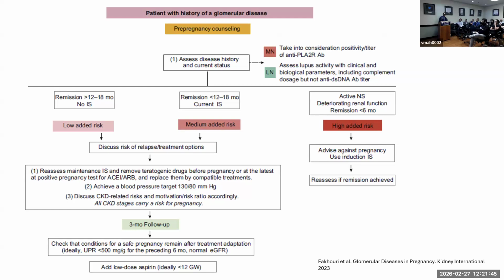This is the main thing I want to focus on in terms of pre-pregnancy counseling. You'd like to put your patients into a category. Are they low risk, medium risk, or high risk? In terms of low risk, that's your patients who are in remission and on no immunosuppression. In terms of medium risk, your remission is less than 12 to 18 months, but they are currently on immunosuppression. And of course, active nephrotic syndrome, deteriorating renal function, and remission less than 6 months are going to be your high risk patients, who you're going to say maybe not a good idea to pursue pregnancy at that time.